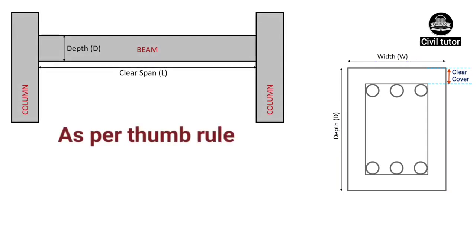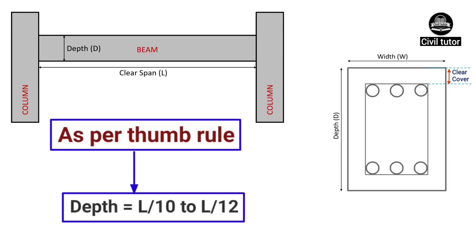For calculating the depth of a beam using the thumb rule, we use the formula depth of beam equal to L upon 10 to L upon 12, where L is the clear span of the beam. By the term clear span, we mean the column inner to inner distance.